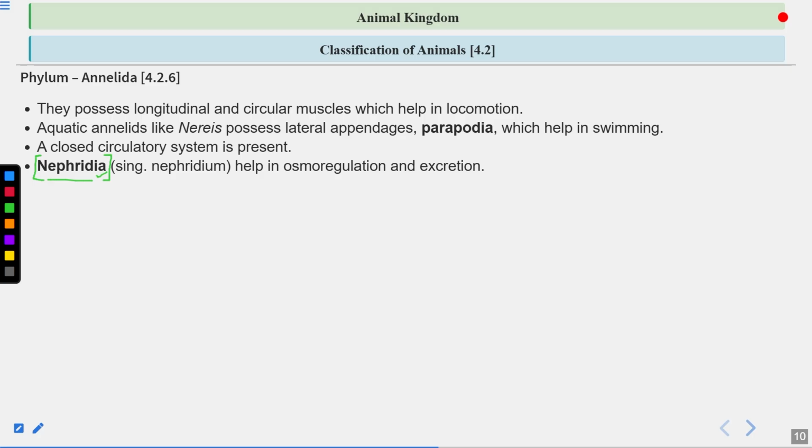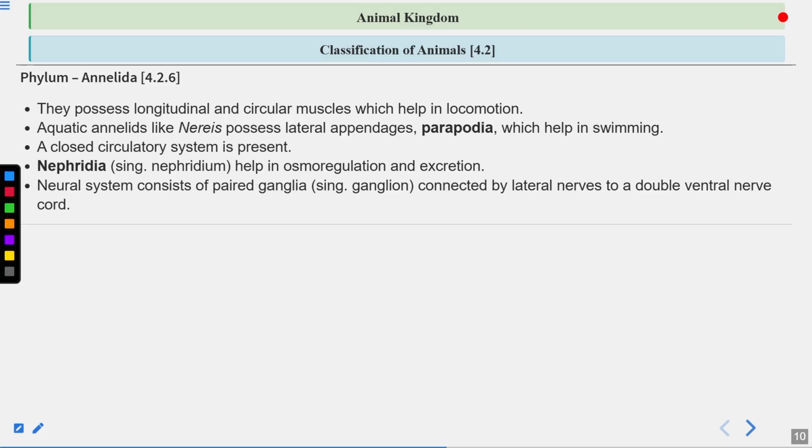If humans have kidneys, then earthworms have nephridia. Because if the kidney works as an excretory organ in the human body, then in the case of earthworm, nephridia works like the kidney, right? So that is the excretory organ. And what it helps with: osmoregulation, maintenance of water balance as well as salts. And they also help in excretion, removal of nitrogenous waste material from the body cavity.